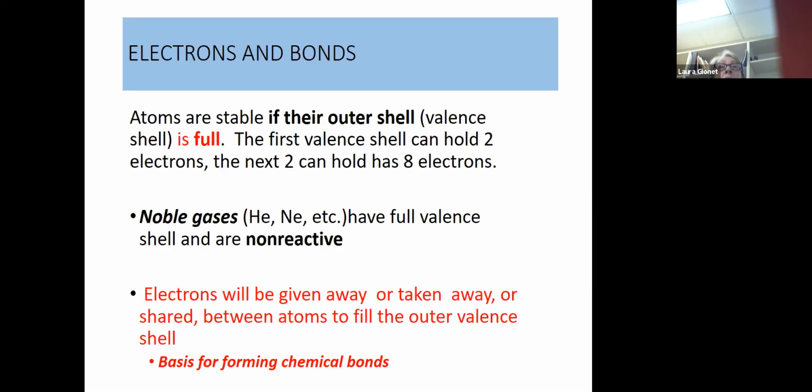So electrons and bonds: atoms or elements are stable if their outer shell, the valence shell, is full. The first valence shell holds 2 electrons, and the next 2 levels can hold 8 electrons each. Right? Noble gases have a full valence shell and are non-reactive. Electrons will be given away or taken away or shared between atoms to fill their outer valence shell, and this is the basis for forming chemical bonds.